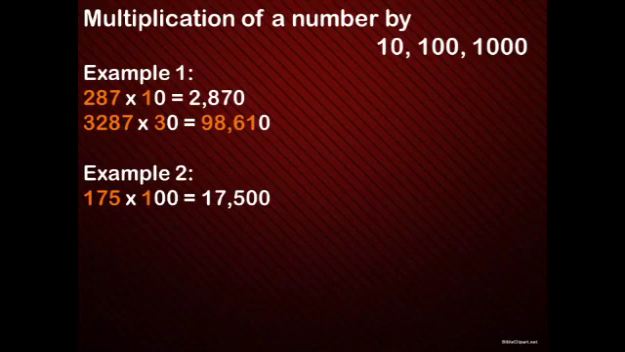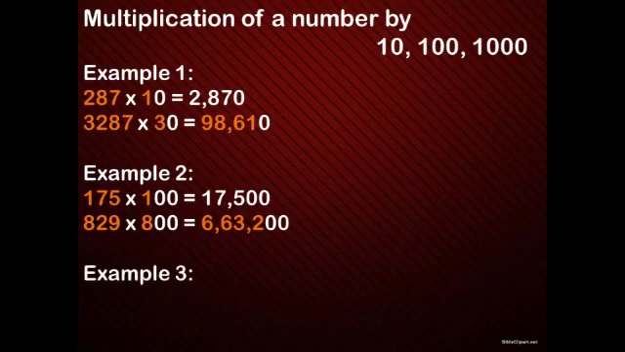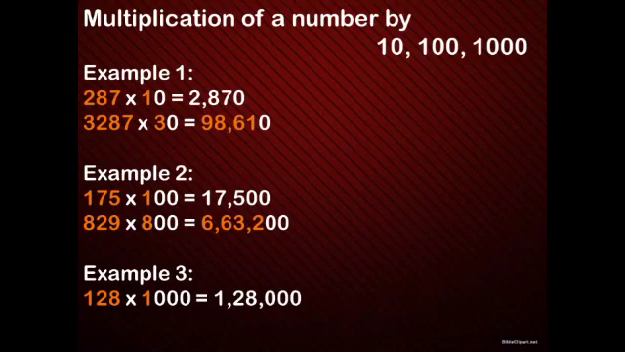Take another number, 829 multiplied by 800. Here first what you will do, you will multiply 829 by 8 and then write the answer 6632. Then add the 2 zeros to the right of the number. So the answer will be 6,63,200. Example 3. 128 multiplied by 1000.